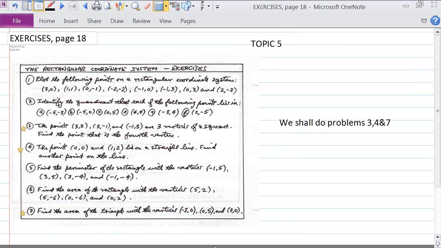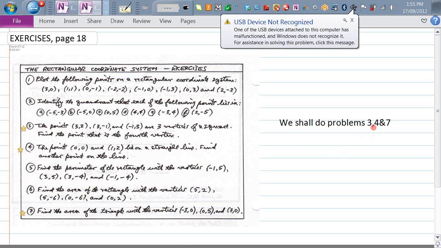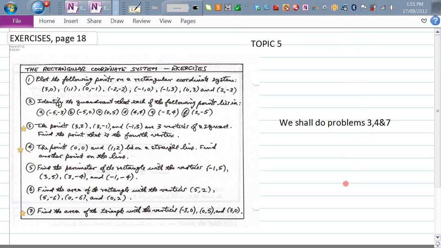Okay, let's take a look at page 18. On page 18, we can see there are 3 problems that we're going to do. We're going to do problems 3, 4, and 7. So let's start with those problems.